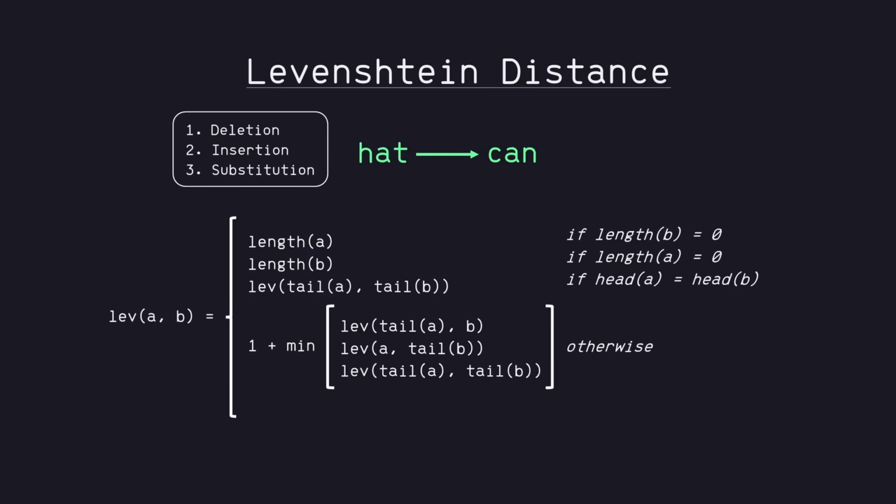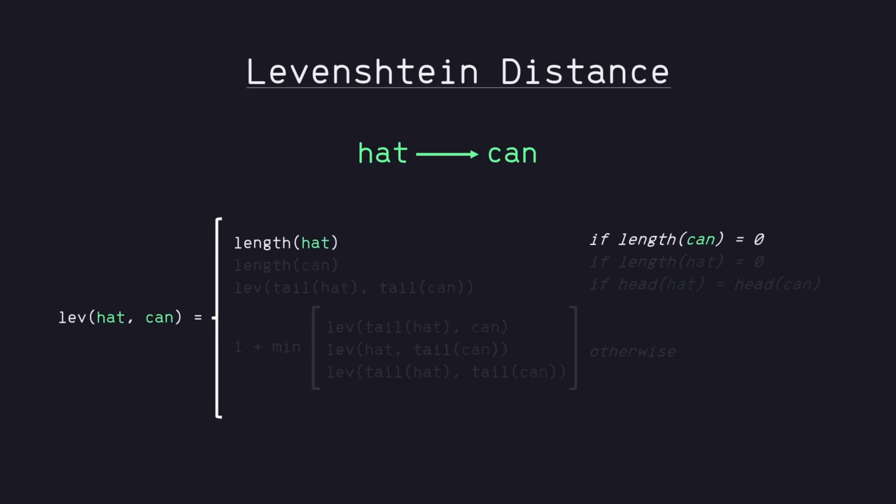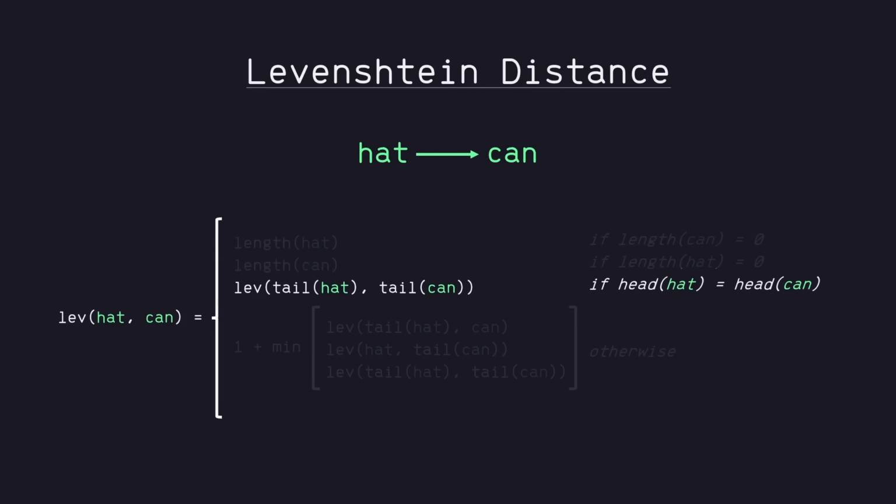So to start, let's plug in our two words into the algorithm. Now, starting with our first conditional, if the length of can is 0, we return the length of hat. Well, the length of can is not 0, so we move on. Similar condition here, just the words are swapped. The length of hat is not 0, so we move on. Our next conditional says that if the head of hat is equal to the head of can, in other words, is the first letter of these two words the same? And they're not, so we move on.